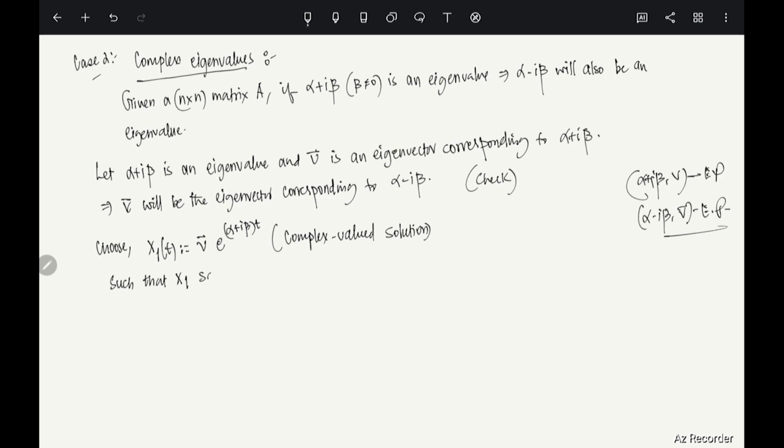Now if this is the case, choose this such that x1 satisfies x prime equals Ax, n cross n. Please remember, A is a real, n cross n constant matrix. So A is real, but the solution which you are going to get here, in this case x1 of t, we are saying that let the complex valued function, here I should not write it as a solution, I should write it as a function, so let this complex valued function solve the system x prime equals Ax. That's what we are assuming. Clear?